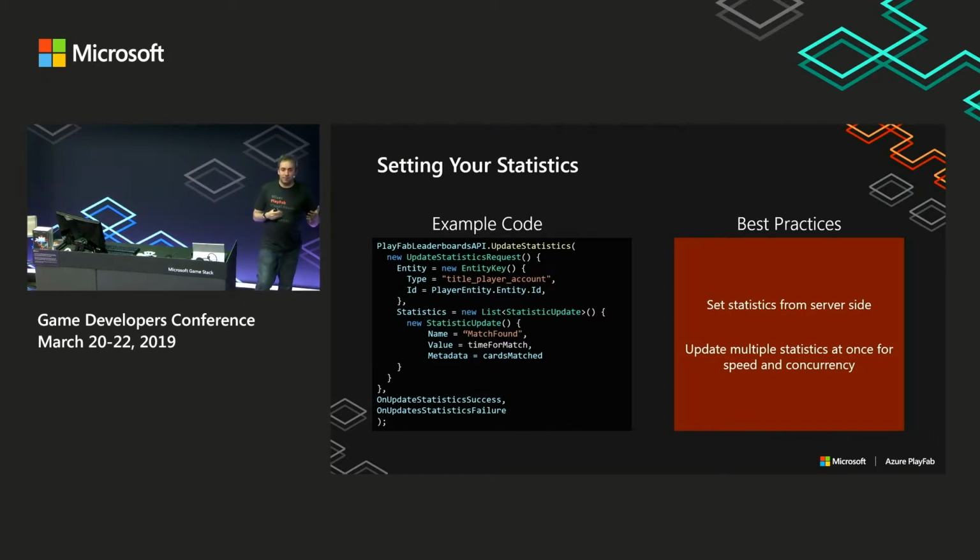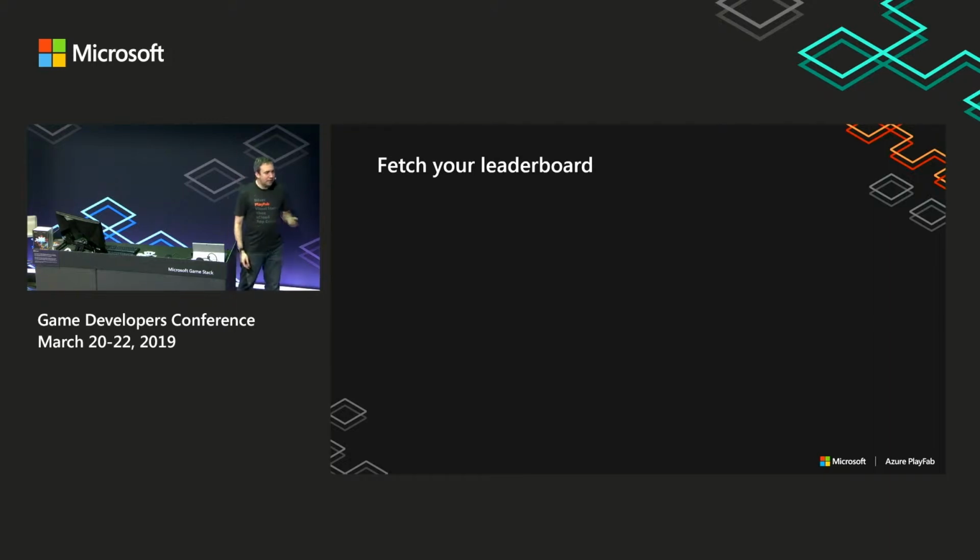If you're setting multiple statistics, like, hey, I want to keep track of number of games played, plus number of games won, plus what their score was in this game, and I want to update all of those, update them all in one call. You'll get the concurrency on your leaderboards much faster, and it'll be much more efficient for your players. Then you need to fetch your leaderboard.